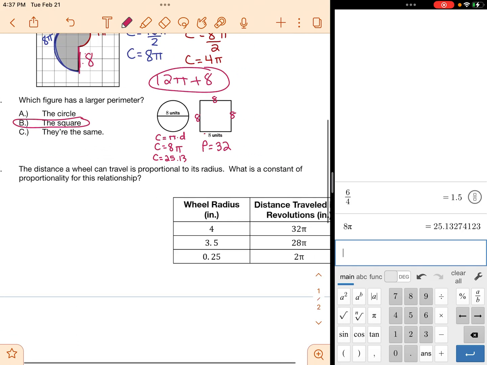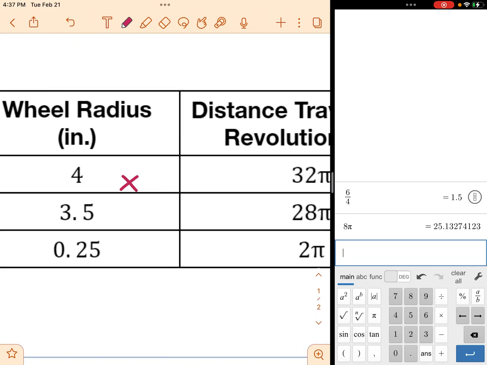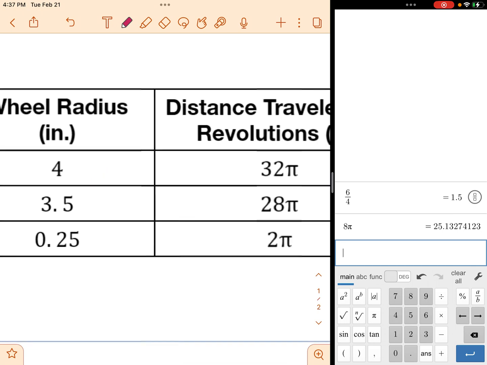All right, and then the last question. The distance a wheel can travel is proportional to its radius. What is the constant of proportionality for this relationship? So as we're taking a look, remember, constant of proportionality is thinking 4 times what gives us 32 pi? 3.5 times what gives us 28 pi? 0.25 times what gives us 2 pi?